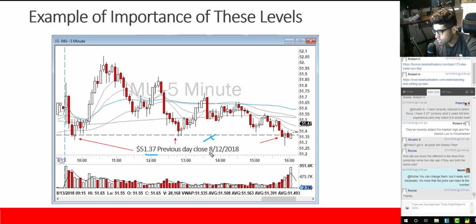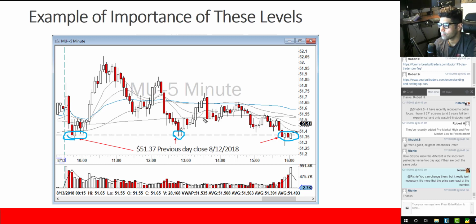51.37. That's the previous day close on August 12. The stock gapped up, sold off, never loses the previous day close. Goes up, does a lot of chopping up and down, bounces back, and then comes down all the way to the close, and it really pretty much closes right around that time. So it never really loses that previous day close.